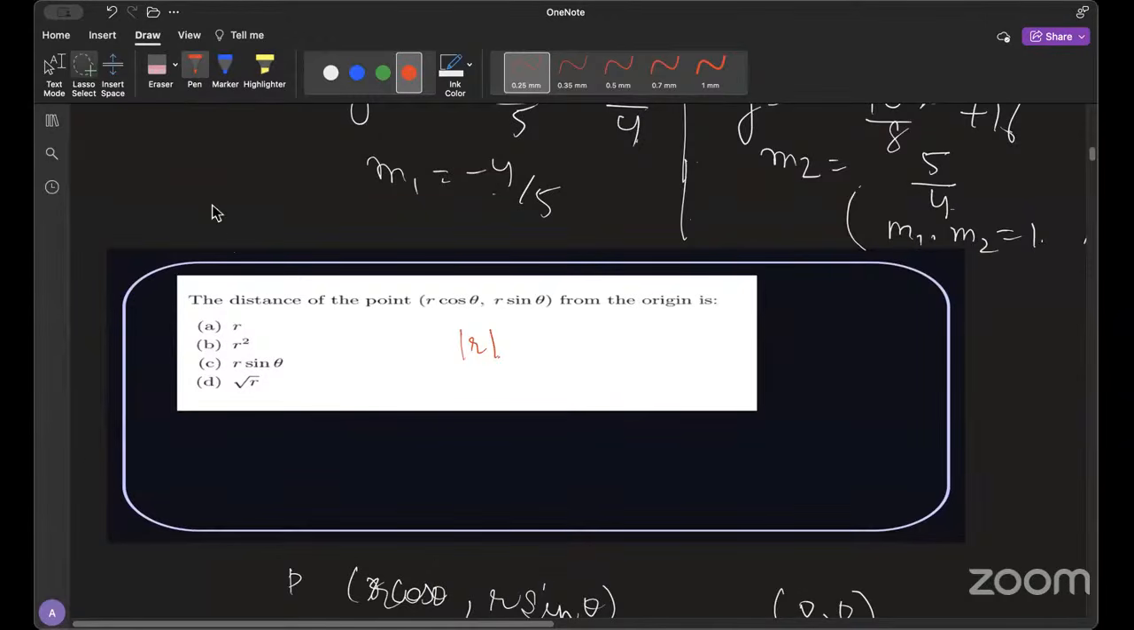Then it will be A. Then, according to the question, we will write option A as the answer only. Yeah, according to these options, you can only mark this one correct. But the correct answer should be mod r, because this r is in the question, and it's not given that your r is greater than 0, right? It's nowhere mentioned.